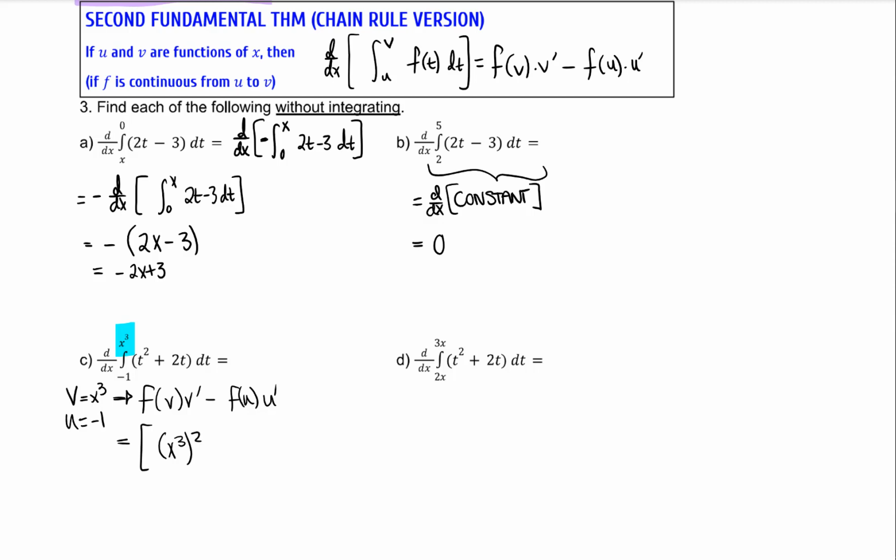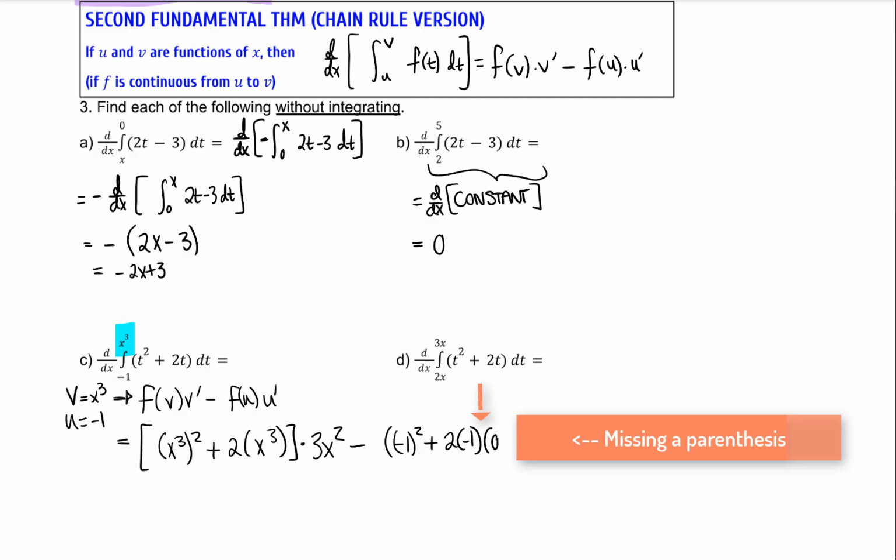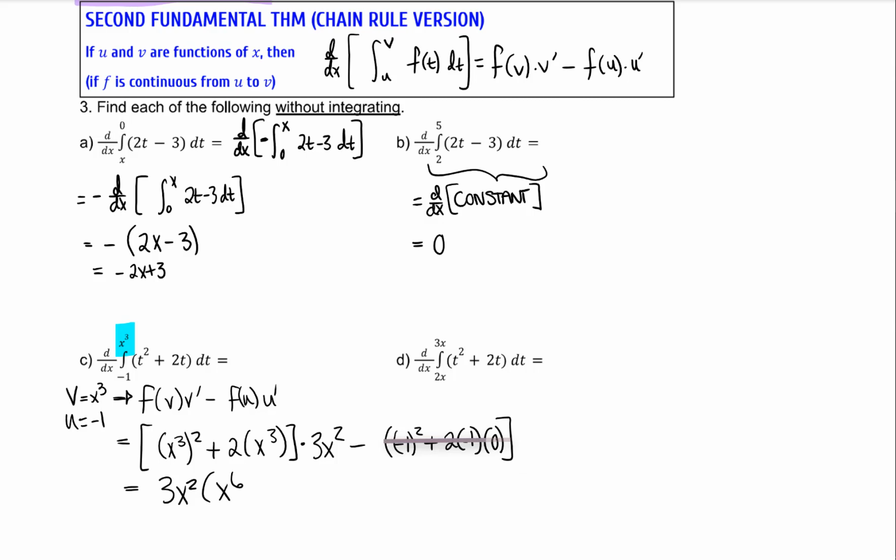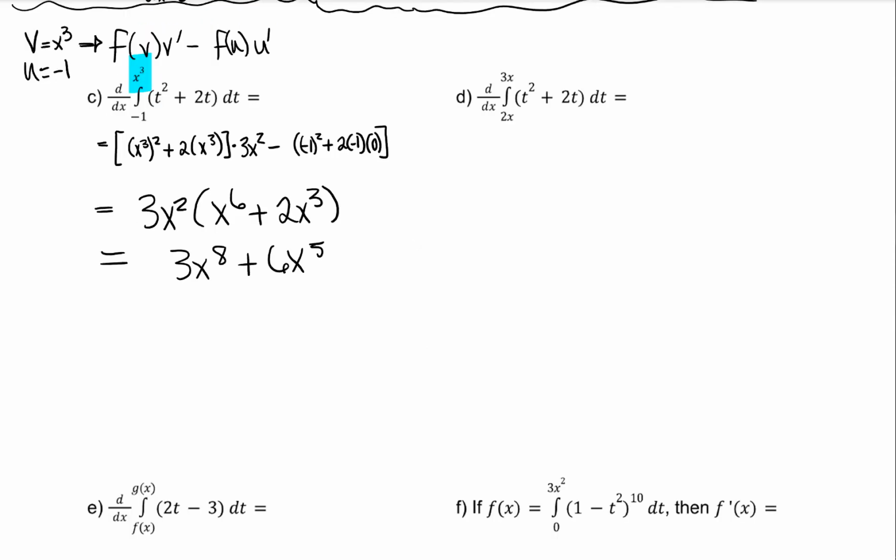So x cubed to the power of 2 plus 2 times x cubed. Also multiply that by the derivative of v, which is 3x squared, minus f of u. When you plug in -1 times the derivative of -1, this simplifies to be 3x squared times x to the 6 plus 2x cubed, or distributed. Now part D is similar to part C, except we don't have a constant for either of our limits.